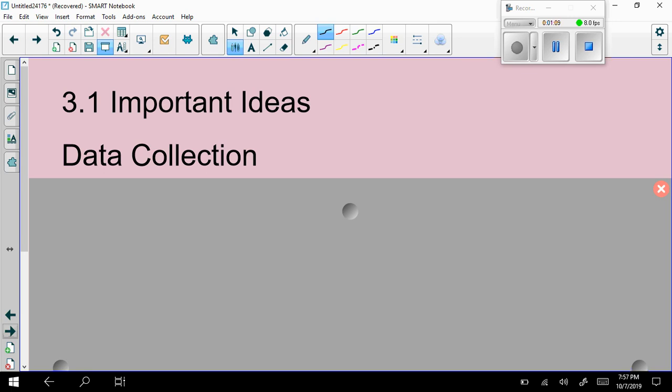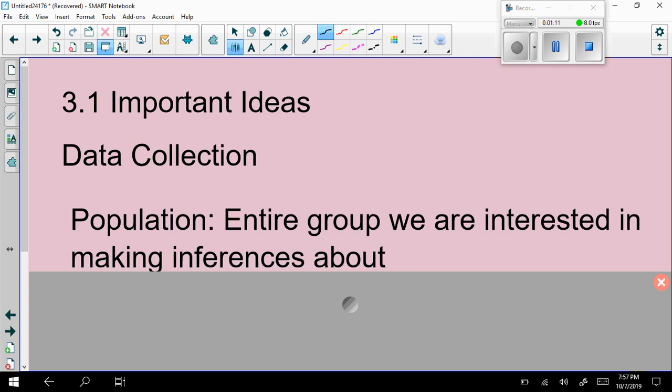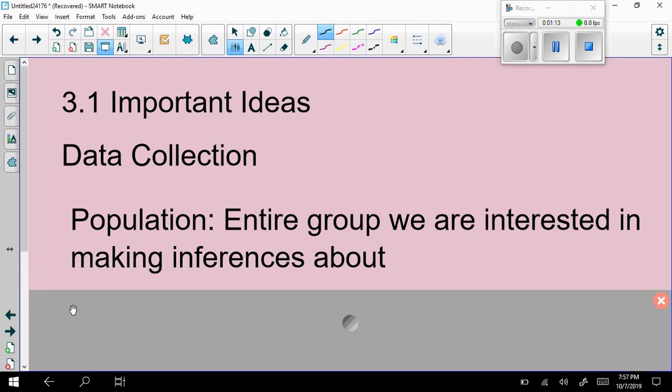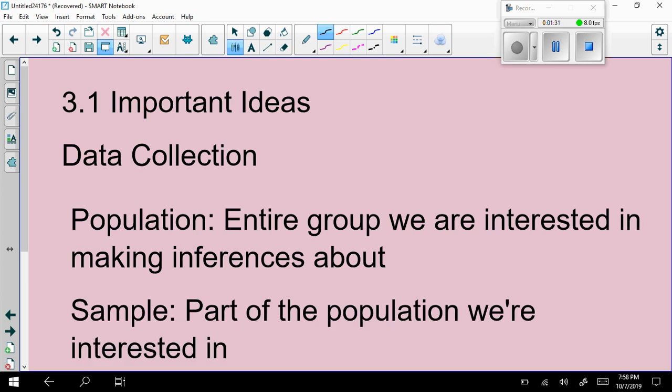So there's a few different vocab words here. So the first vocab word is the population, and the population is the group we're interested in making inferences about. So in our case, if we want to actually perform these processes, a good population might be Rockbridge High School, because that's something that we can handle pretty easily. And then from that population, we take a sample.